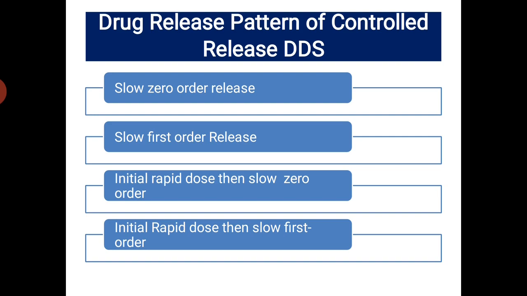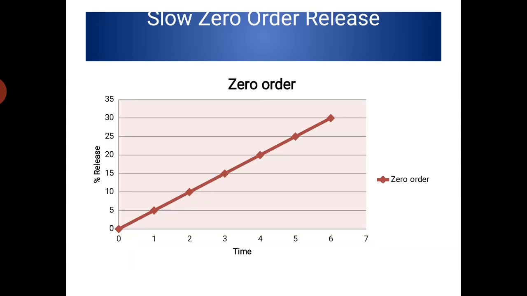At the end of the 4th hour, the entire 100 mg will be released. Whereas in the case of slow zero order, what is the pattern? The amount that is released at every time point is less. Slow first order means what? The amount that is released at every time point is less. So a less amount of drug is releasing at every time point. So this is a speciality of the slow zero order release pattern.